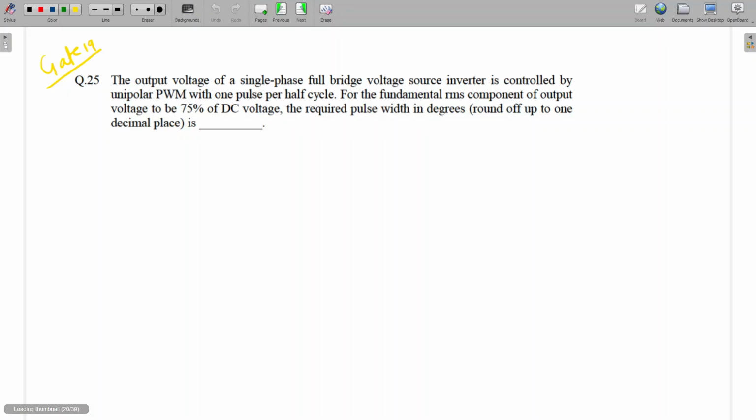Next question, this is asked in GATE 19. Okay, so see here, we'll read the statement one. Output voltage of single phase full bridge voltage source inverter is controlled by unipolar PWM in one pulse per half cycle. This kind of statement means it is single PWM, one pulse per half cycle. Now for fundamental RMS component of output voltage to be 75% of DC voltage, the required pulse width in degree. It means they are asking what is the value of the 2D.